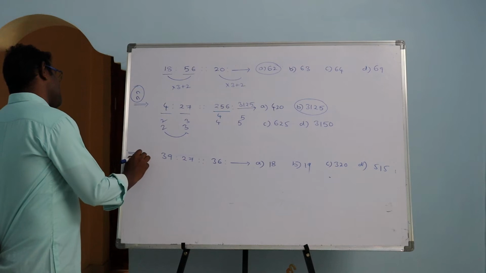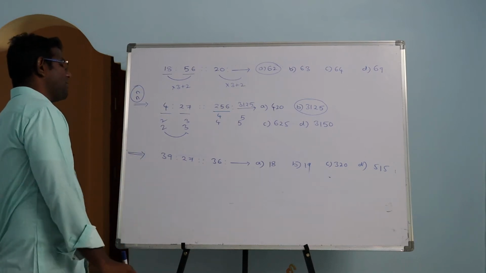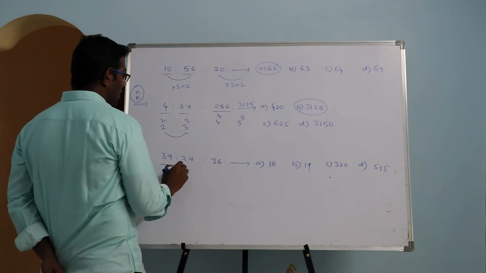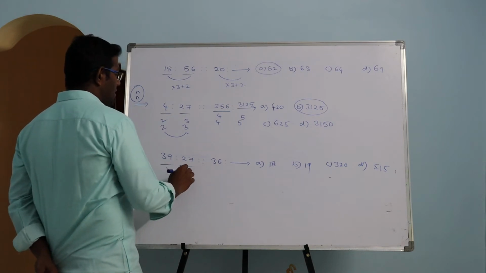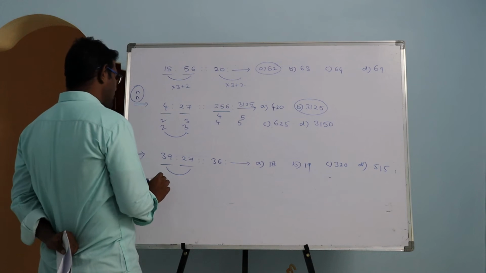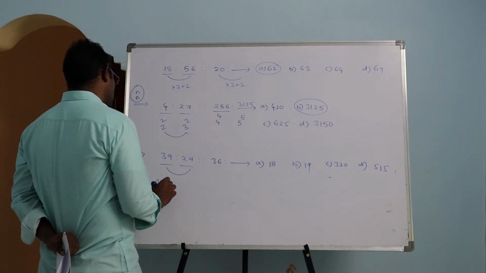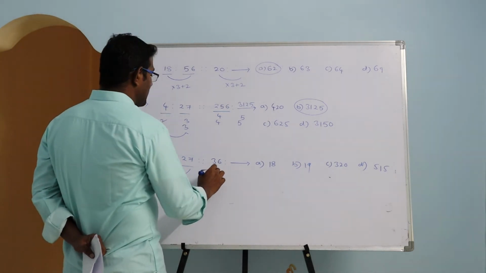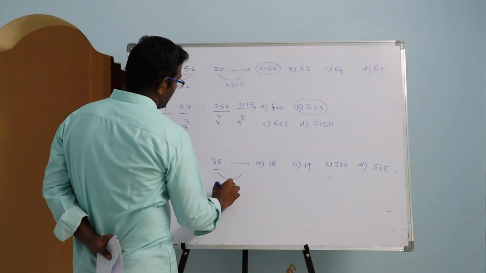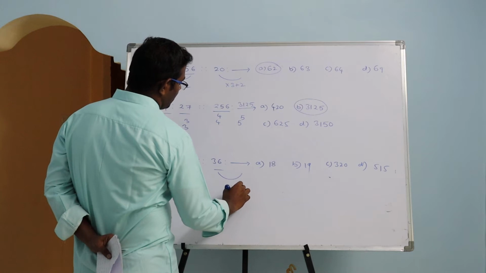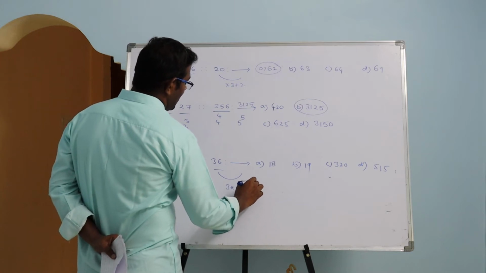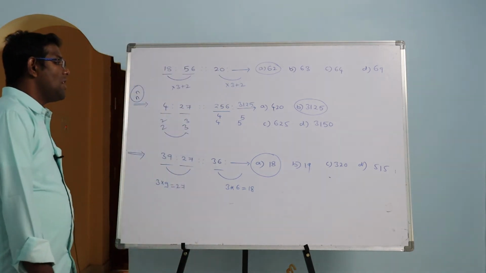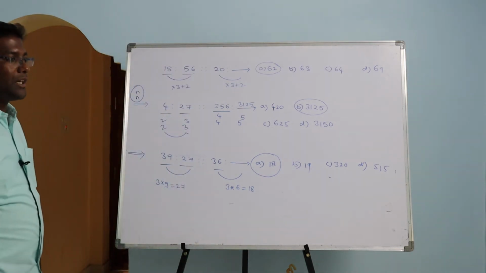Right, next bit is 39 is 27 as 36 is dash. Is there any relation between 39 and 27? 3 9s are 27. In the same way, 36 can be written in the form of 3 6s are 18. 18 belongs to option A.